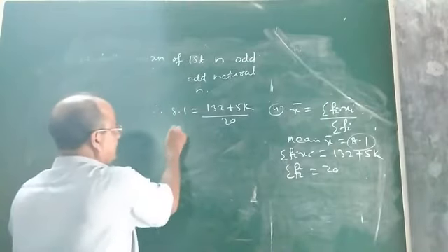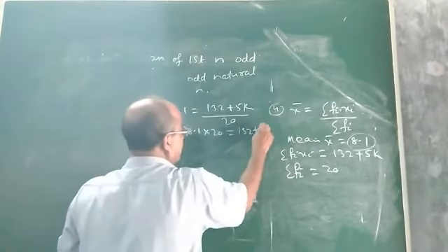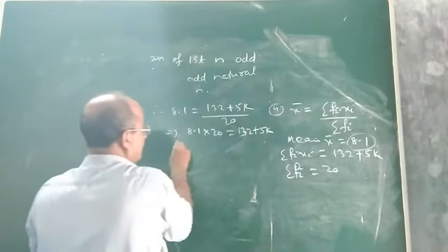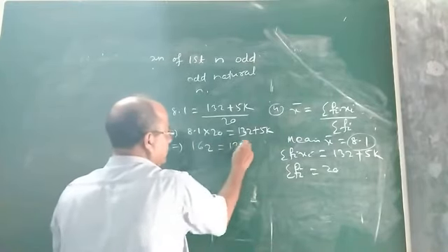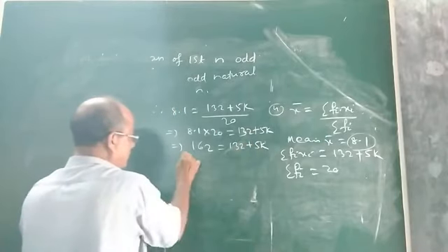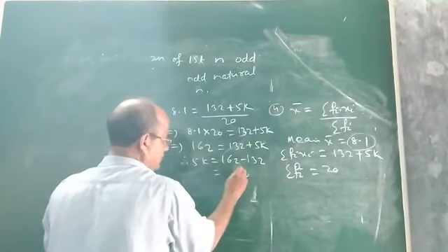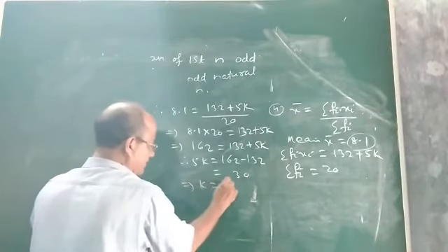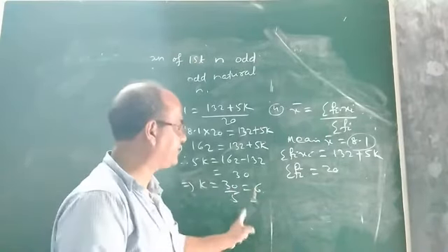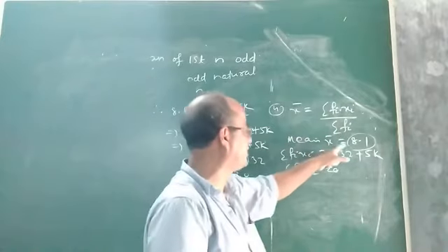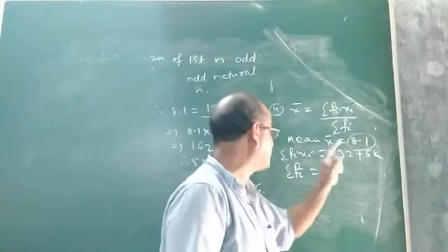What will be the value of k? It is 8.1 into 20 equal to 132 plus 5k. So this will be 162. 132 plus 5k. Therefore 5k will be 162 minus 132, it is 30. So k will be 30 by 5, equal to 6. So the value of k will be equal to 6 if the mean of a frequency distribution is 8.1 and summation of fi xi is 132 plus 5k and summation of fi is given 20.